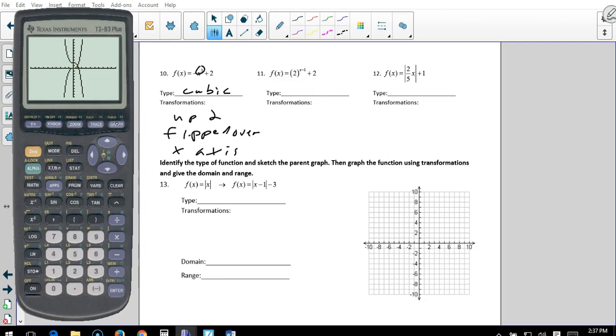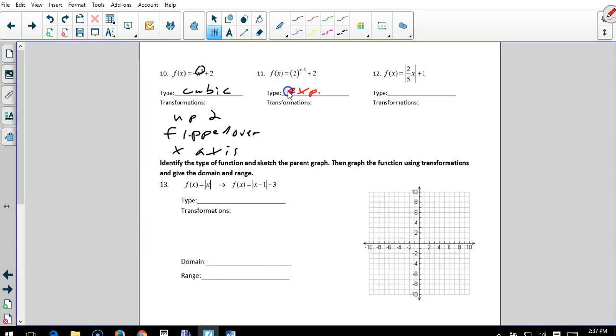Okay, number 11 is exponential. Okay, technically because of this 2, it's growth. But you can just write exponential. It's going to be moved up 2, and this negative 1 is going to move it right 1.